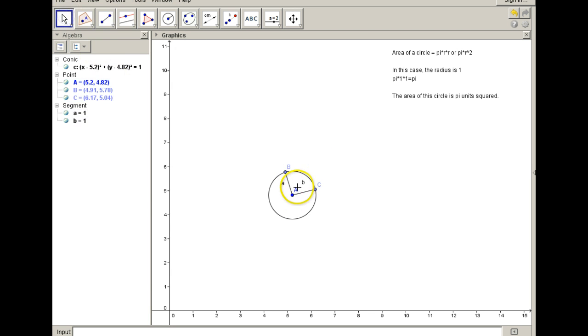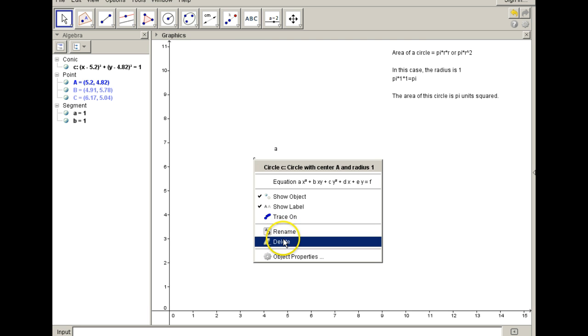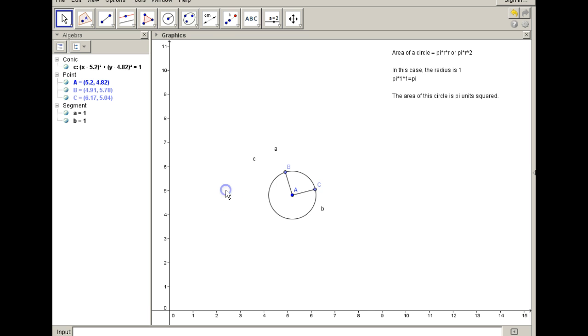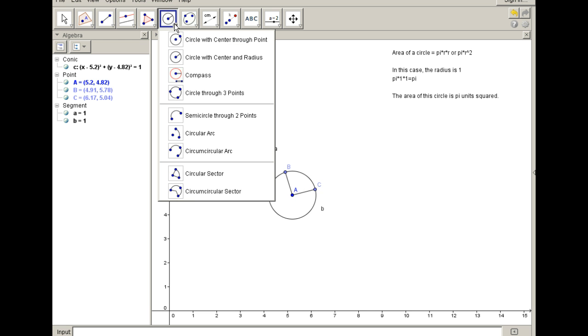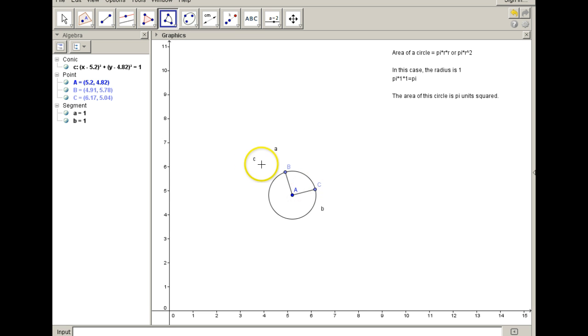okay? And those segments measure 1, so I don't actually need all this stuff here. We know the segment is equal to, can I delete that? I don't think I can do that. Okay. Anyway, now what do we have? We have what's called a sector. I want you to look at this sector. Here's a circular sector.